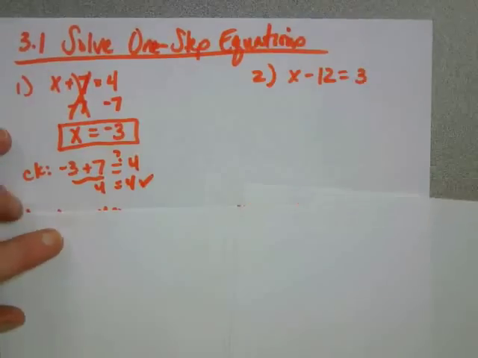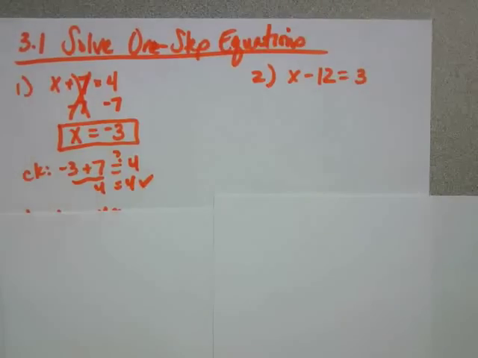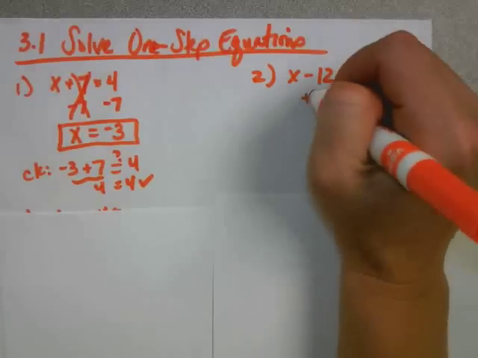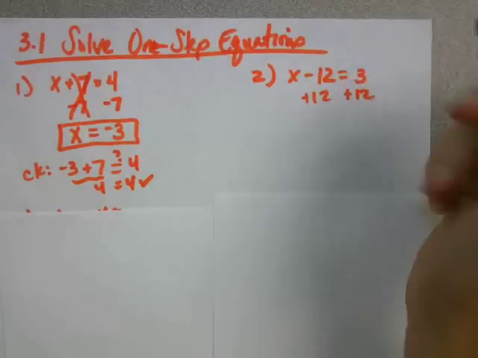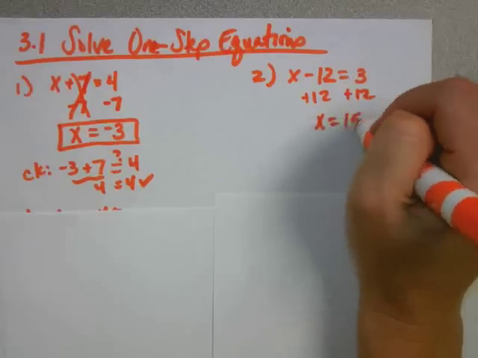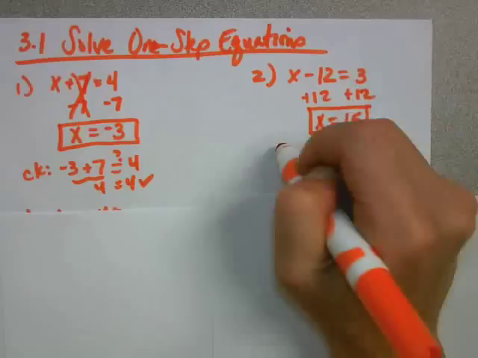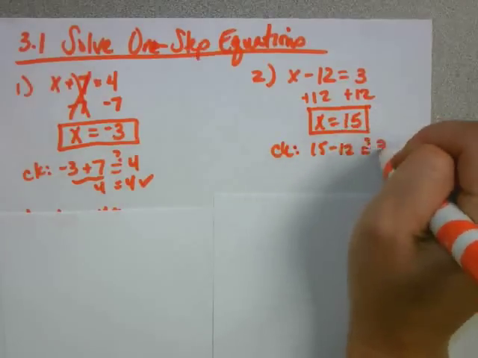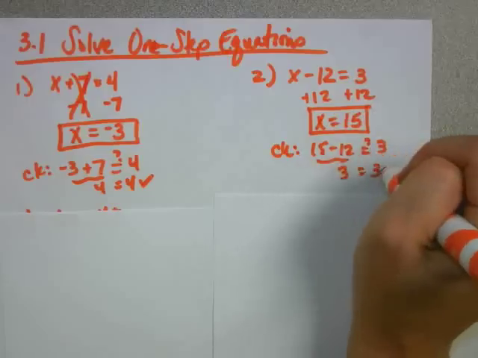All right, so the next guy over here is a subtraction problem. Go ahead and do it, and then check and see if you've got the right answer. You can pause it. We add 12 to both sides. X equals 15. We have our check. 15 minus 12, does that equal 3? Yep, it does.